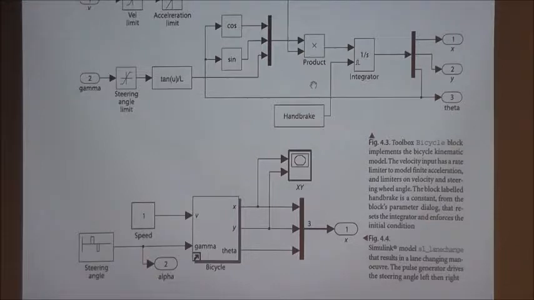This is the simulating block for what's called bicycle. Bicycle is a command in your toolbox called bicycle. So this is a way you can model a bicycle in the toolbox.